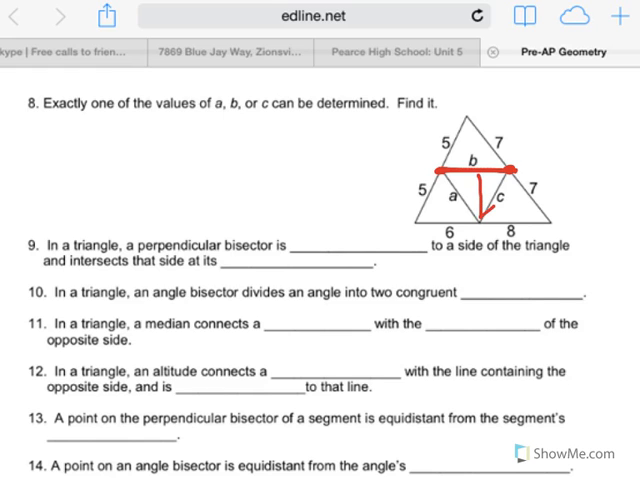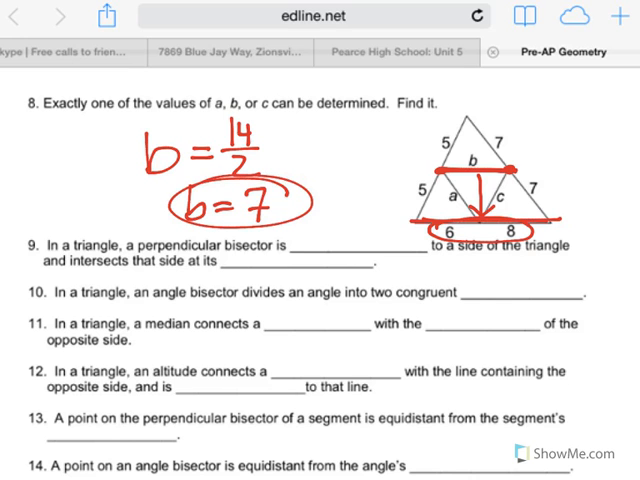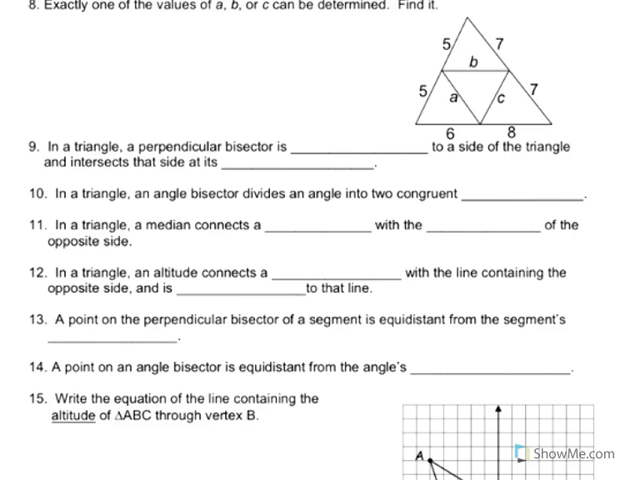You go across and look at the corresponding side, and it's going to be half. So 6 plus 8 is 14. So we know that B is going to be equal to 14 divided by 2, so B equals 7. Bada bing, bada boom. Okay, in a triangle, a perpendicular bisector is what to a side?